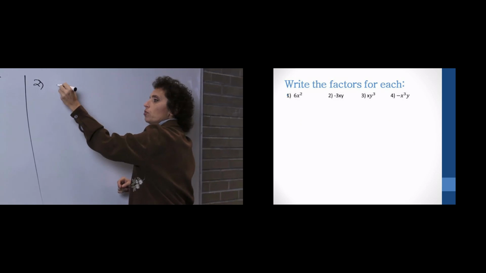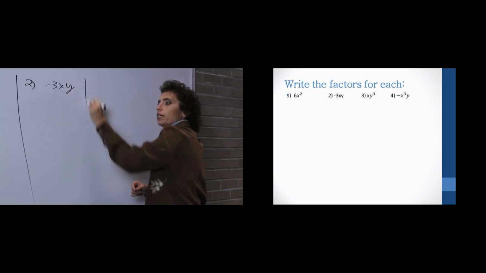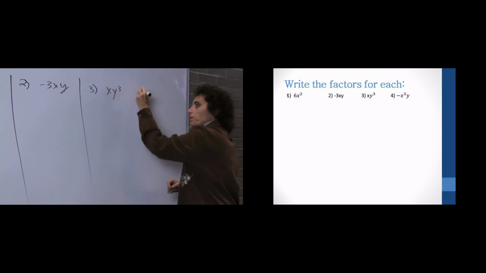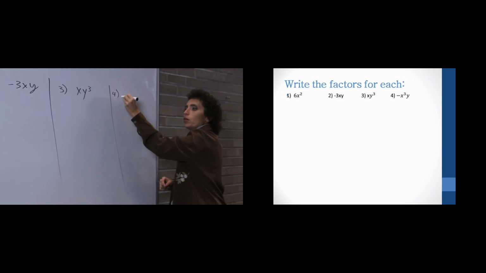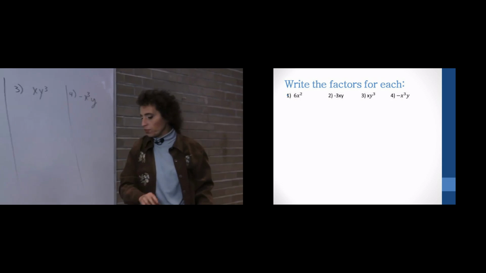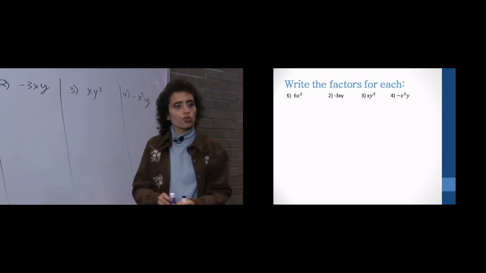So number 2, negative 3xy, number 3, xy cubed, and 4, negative x cubed y. Okay, we want to write these in factored form. So let's think about what this really means.